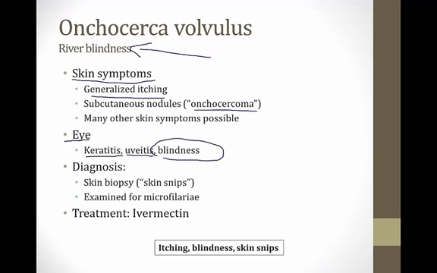You diagnose it by doing a special kind of skin biopsy called a skin snip, where you take a little bit of the skin and you examine it for presence of microfilariae, and you treat it with the drug ivermectin. So the buzzwords to remember for onchocerca and river blindness are itching, blindness, and skin snips. And the name river blindness reminds a lot of people that it affects the eye, but you don't want to forget that it moves through the skin and makes you itchy.